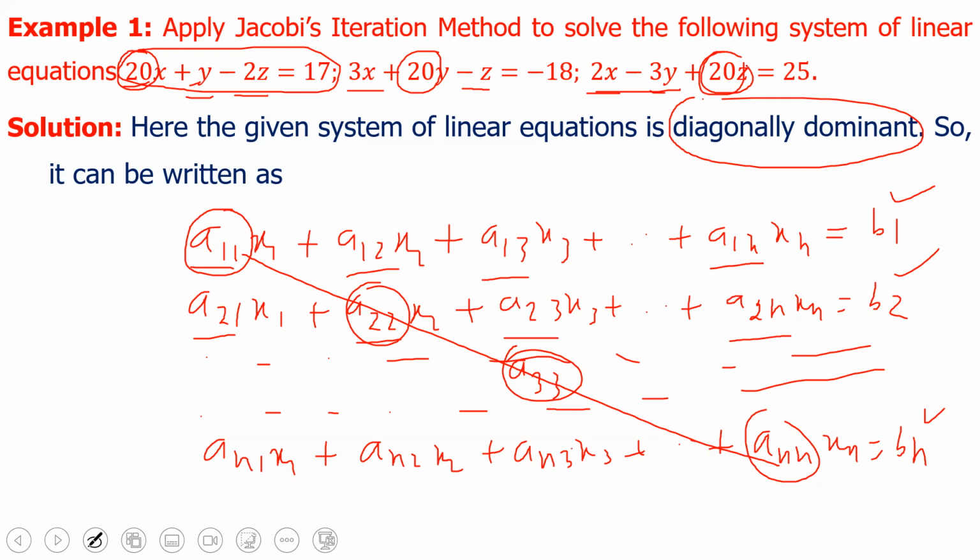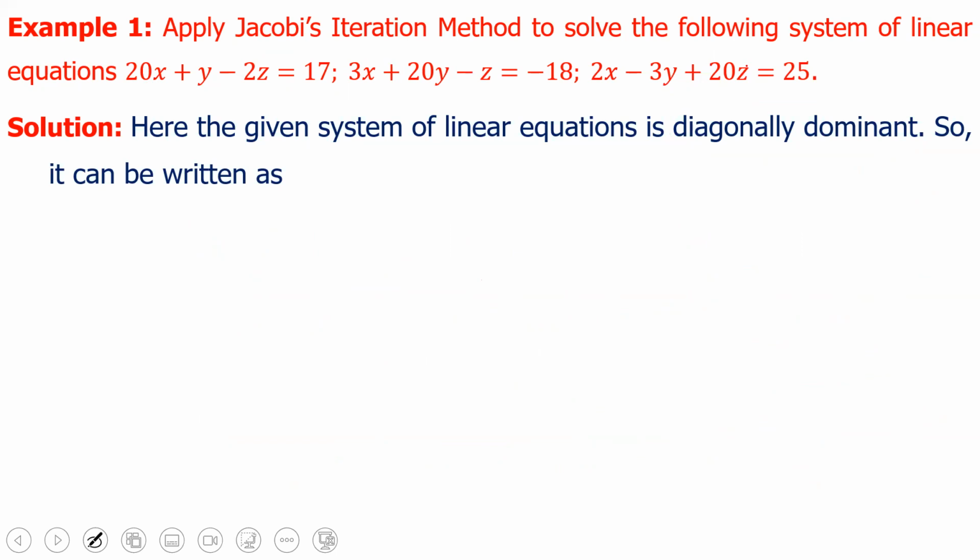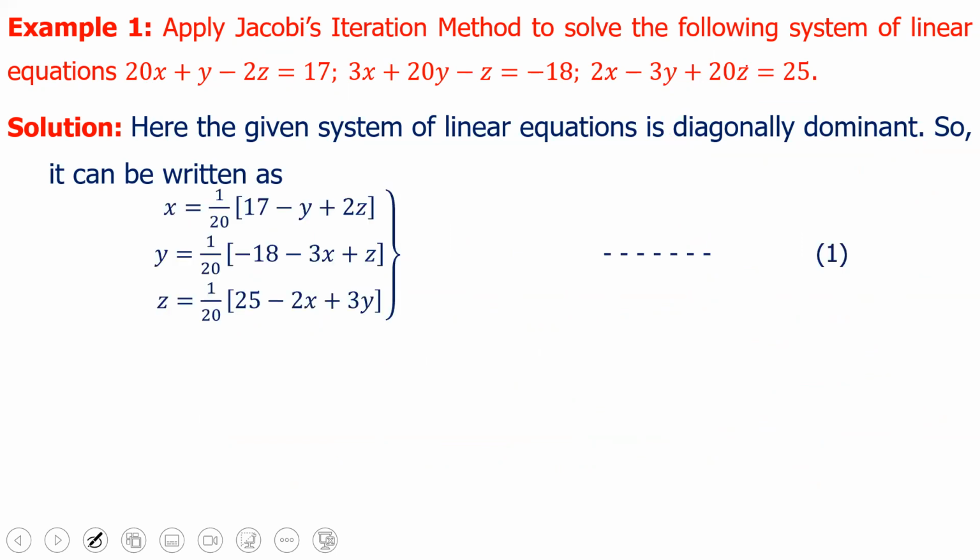The coefficient of one variable in each equation is larger than the sum of the coefficients of the other two variables. So how do we write these equations? We write from the first equation. We have to transpose y and z to the right-hand side. So 17 minus y, and minus 2z will become plus 2z. And what is the value of x? It is 1 by 20 times 17 minus y plus 2z. So this is the first equation.